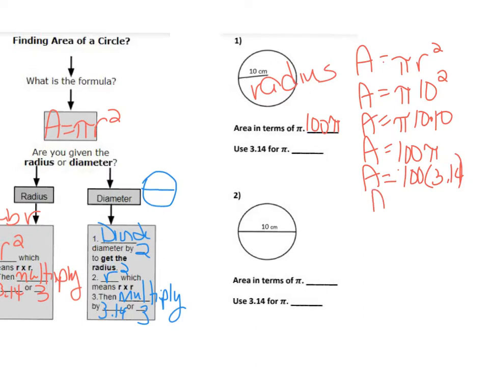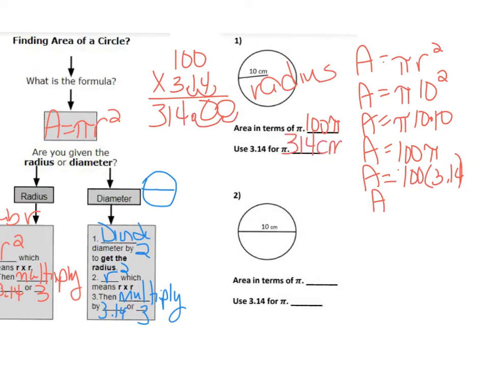Okay, and all we have to do is multiply that. So if we multiply it, 100 times 3.14, I could just add the zeros. 314, there are 2 decimal places. So my answer is 314 centimeters squared. And we're done.